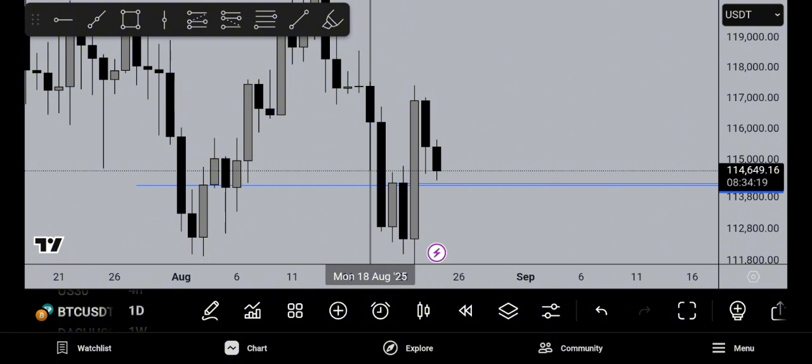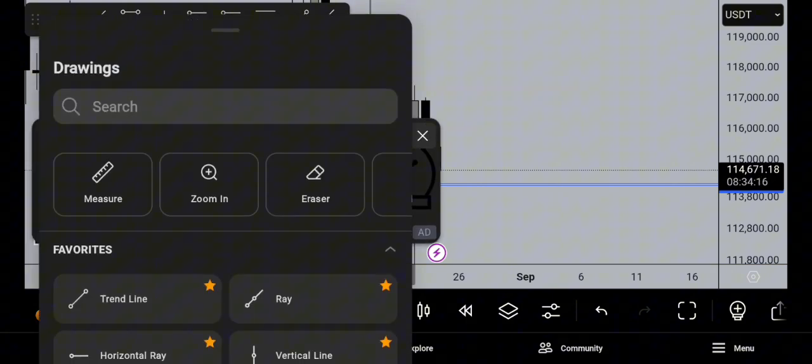It's just a pullback. You're not expecting the market to just do this.